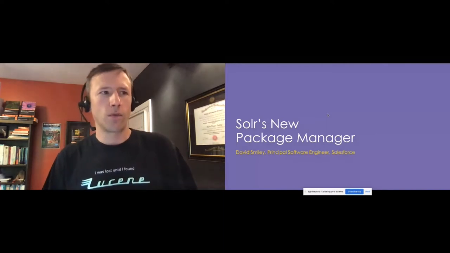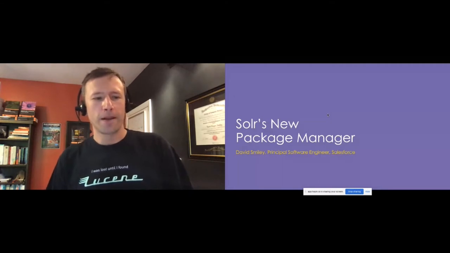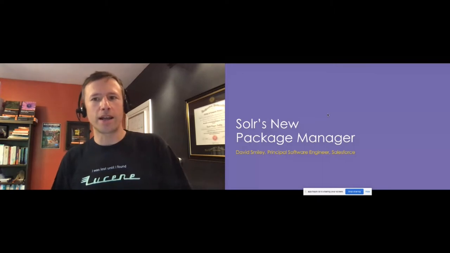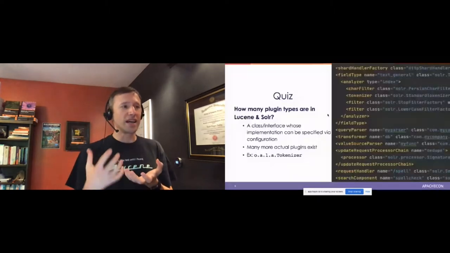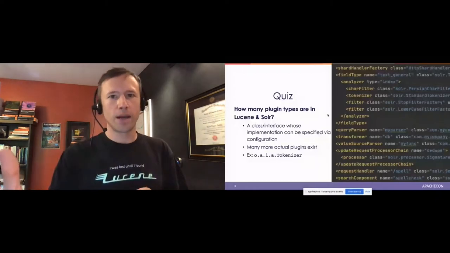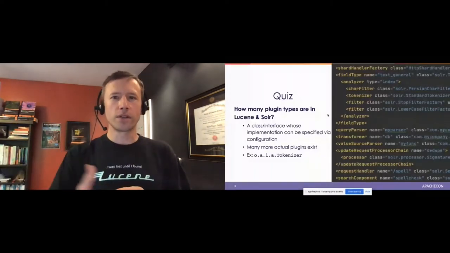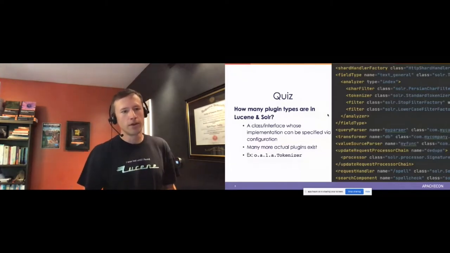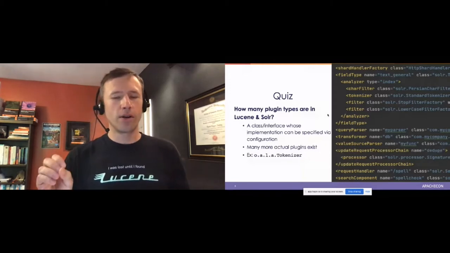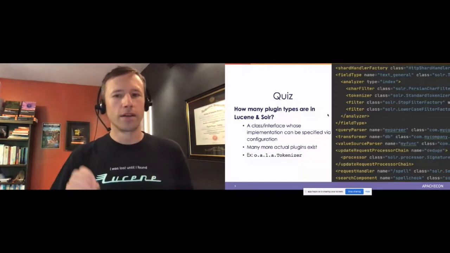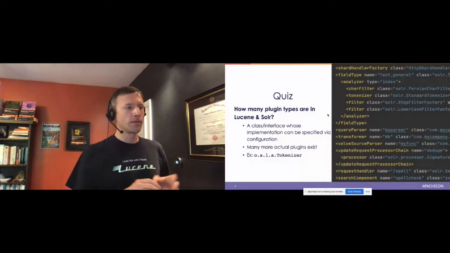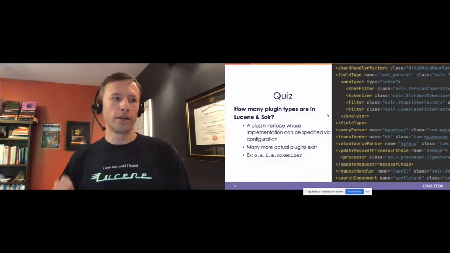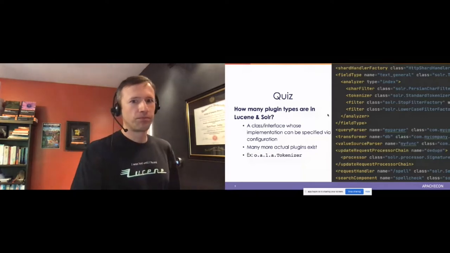I have a quiz question for you, and I want you to think about this. In the chat window, when I say go, type in a guess as to how many plugin types there are. Examples of the plugin types would be on the screen here. We see field type, shard handler factory, query parser, transformer, blah blah blah. There are many of them. So when I count down to zero, I want you to blurt out your guess. 5, 4, 3, 2, 1. Hit return. Spit it out there.